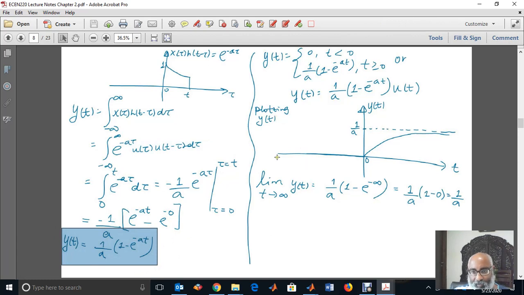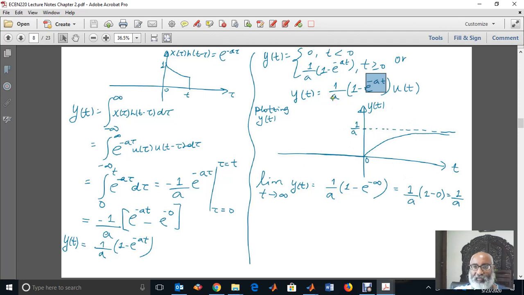And the final step is plotting. When we plot this, e to the power of minus at is exponentially decaying, as we saw earlier, and 1 minus this will be an exponentially growing function. So y of t will be a growing function starting from 0. In the limit when t goes to infinity, this will be e to the power of negative infinity, which is 0. So 1 minus 0 is 1, and it will be 1 over a. So in the limit when t goes to infinity, it will be 1 over a. This will be the result of the output.